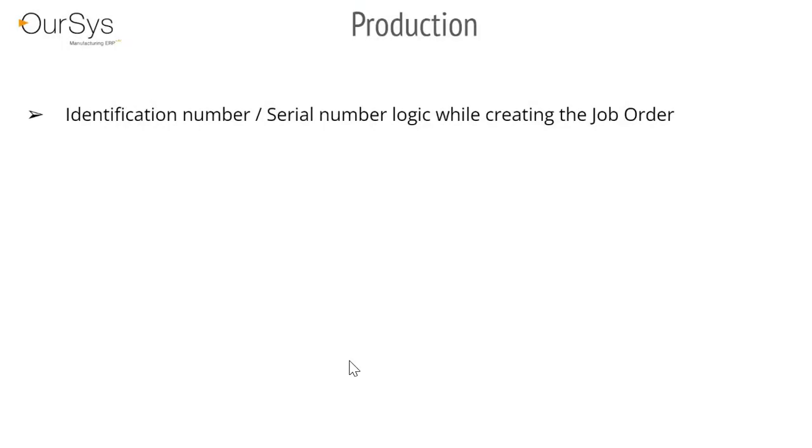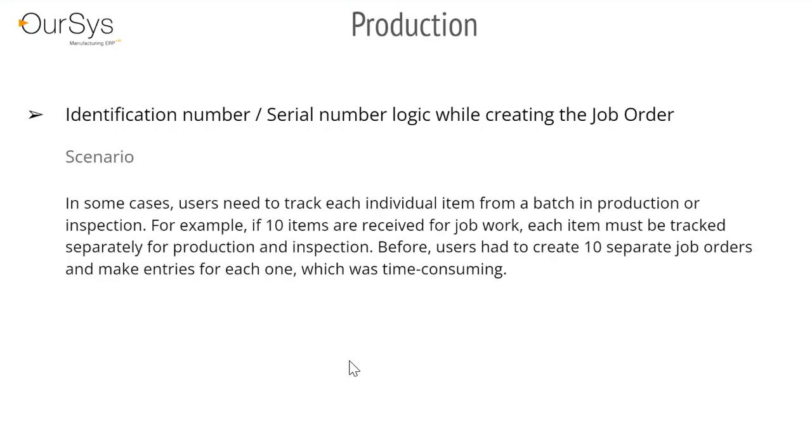Moving to the next module, that is production. So previously, if user wanted to see which parts are rejected during the final inspection of item, they had to manually go through the entire production report.